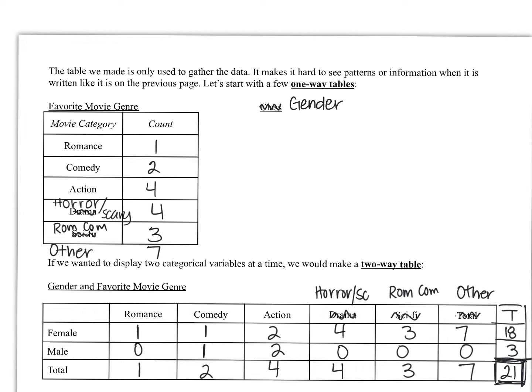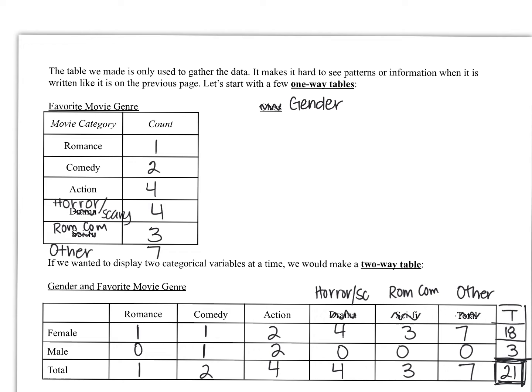So for the movie categories, I went ahead and I used the top 5, and then I made an other because I wasn't going to anticipate all the different ones I have. And then I counted up the number of people who responded. So for romance, there was 1 person. Comedy had 2. Action had 4. I considered horror and scary to be the same thing, and there were 4 people. Rom-com was 3, and then all of the others added up to 7. And then if I add all my counts together, I get 21, which is the total number of people who I used.